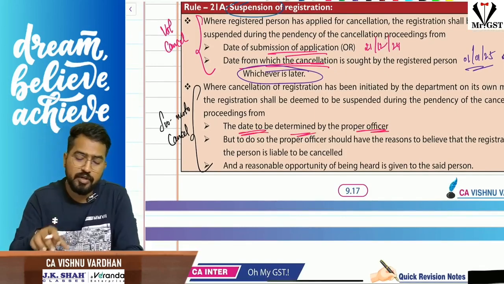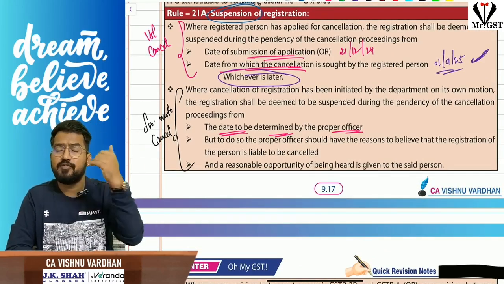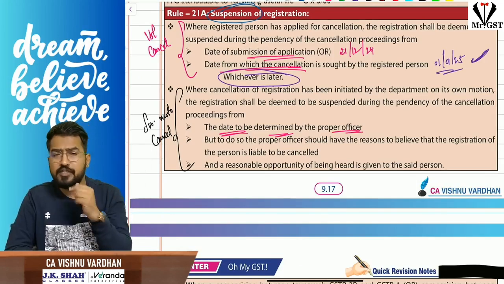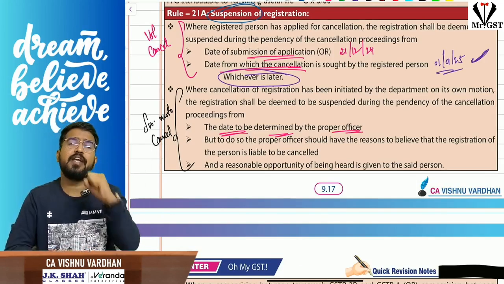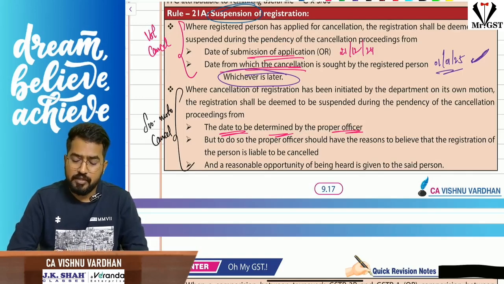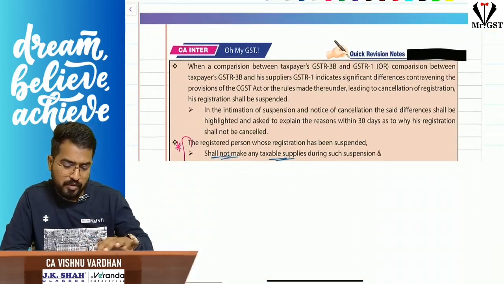Are you understanding the point? So your registration shall be suspended from the date of application or date of asking the cancellation, whichever is later. If it is voluntary cancellation, if it is suo motu cancellation, proper officer has the right to determine from which date your registration shall be cancelled. Okay, so that is the concept. So suspension of registration, that is how it is.